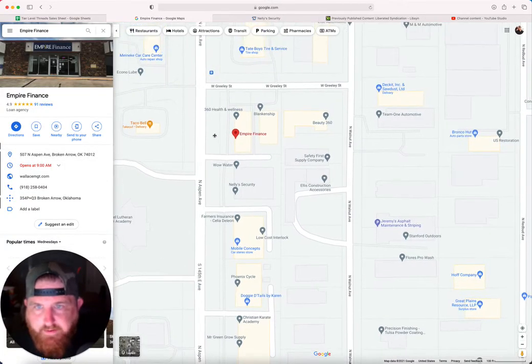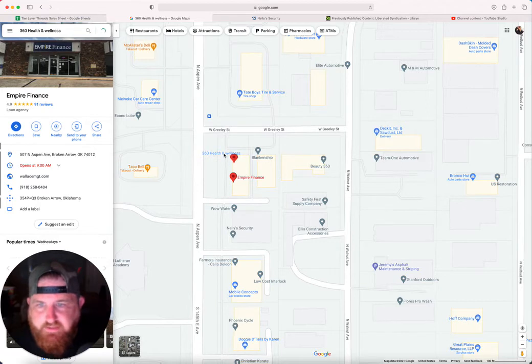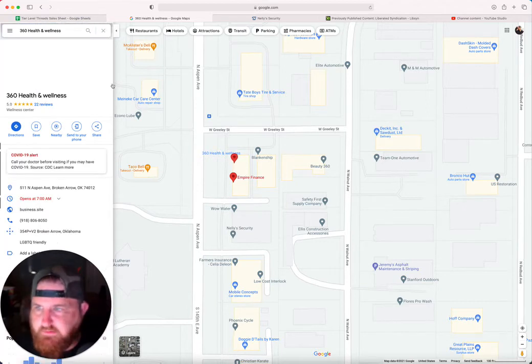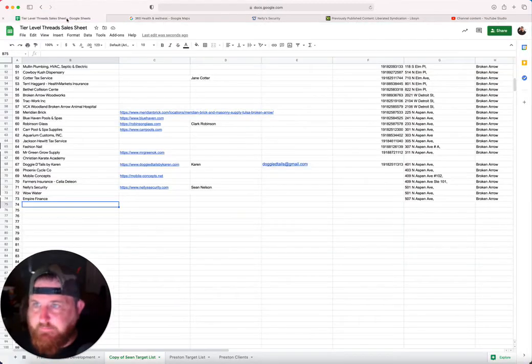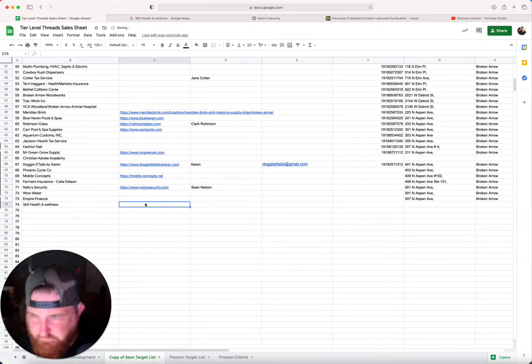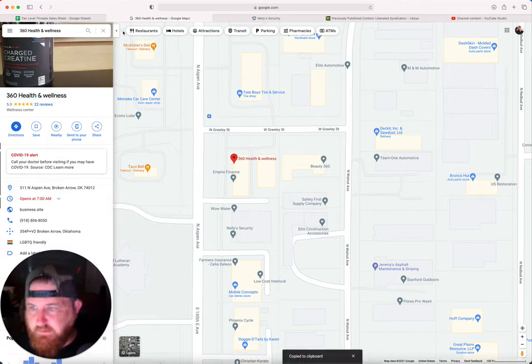So all right, we're going to keep going down here. We're at 360 Health and Wellness. Let me look at this real quick. It's a wellness center. Looks like a GNC type place, but local. So I'm going to go ahead and put their information in here as well.